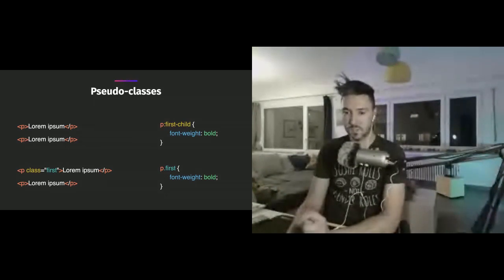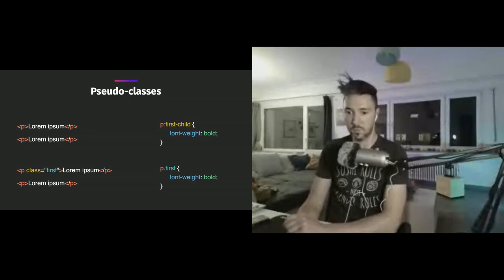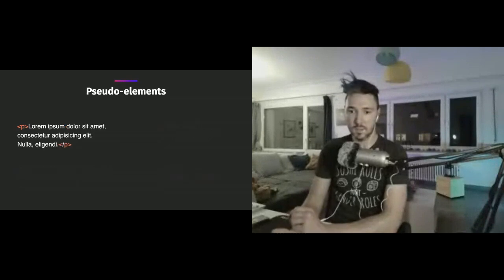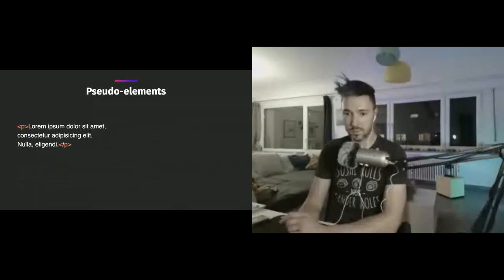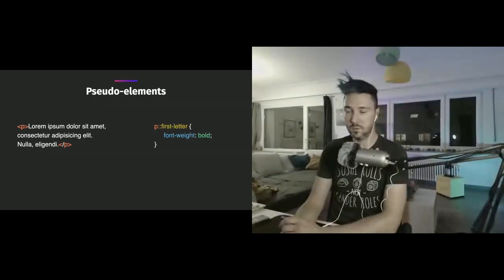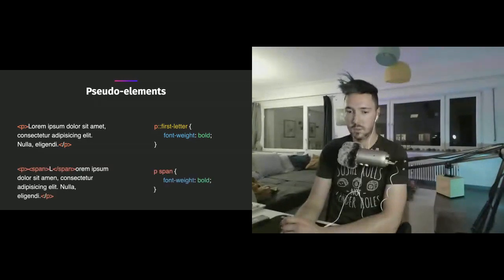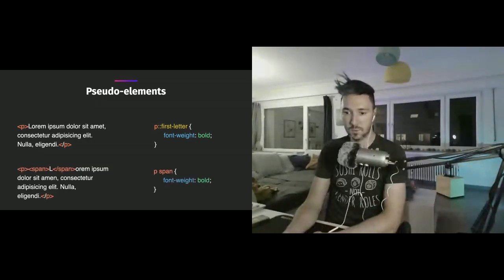So first-child is a pseudo-class because it can be replaced by a class on one or multiple elements in your HTML code, okay? Let's take this simple paragraph now. So for pseudo-elements, I'm going to make the first letter bold. It's like I added a span element within my HTML to style it, like so. So first-letter is a pseudo-element because it replaces somehow an HTML element. That's the difference between a pseudo-element and a pseudo-class.